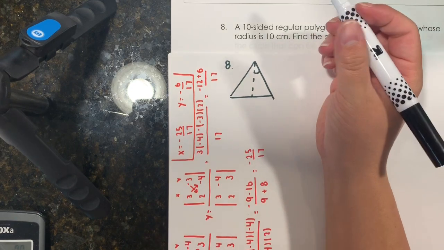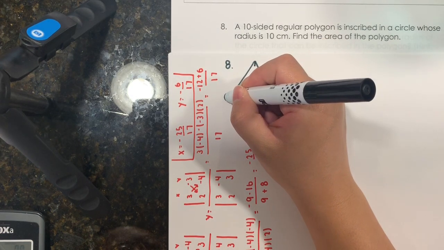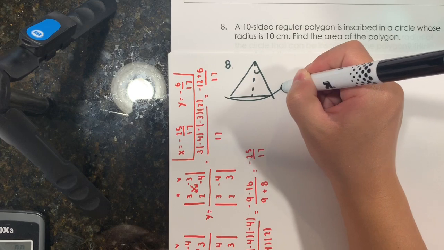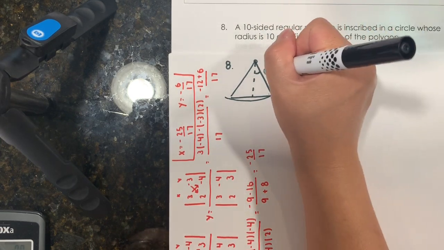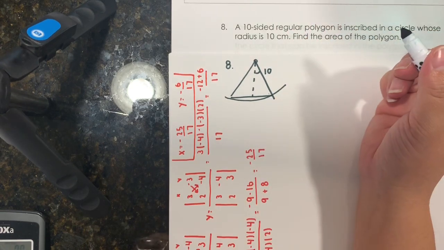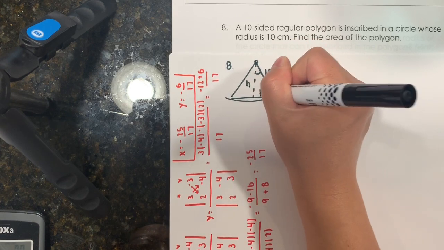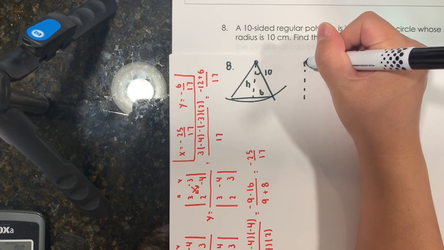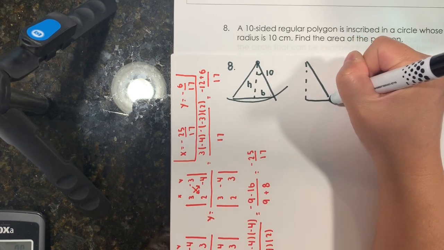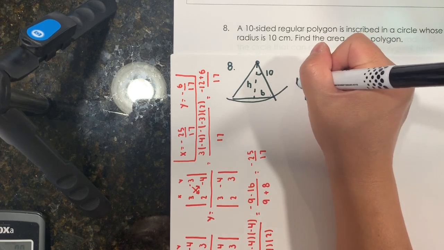When it says the polygon is inscribed in a circle, that essentially means that there's a circle going around like this on the outside, and the radius from the center to the side is 10, so this would be 10. Now in order to find the area of the polygon, I need to know the height and I need to know the base of the triangle. So I'm just going to redraw a right triangle. So 10, this is our base, this is my height.